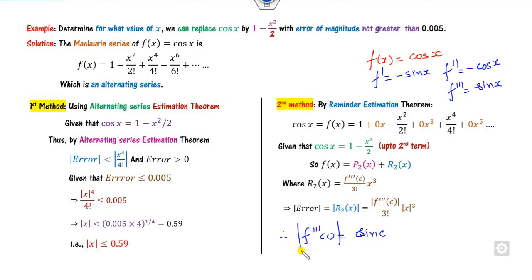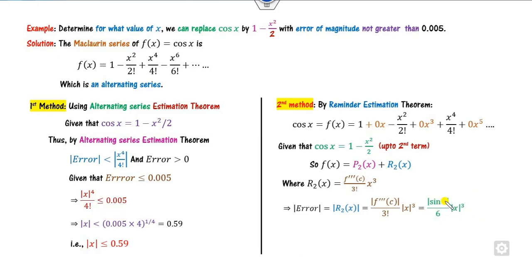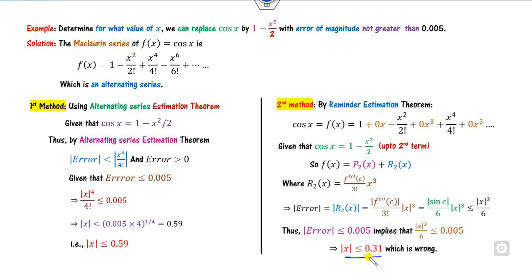And if you take the modulus value, sin of c is always less than or equal to 1. So this portion is less than 1 over 3 factorial times mod of x cubed. This value is less than 1, so the error is given to be here. Therefore you can say the error is this, and from here you can see the mod of x is less than this.